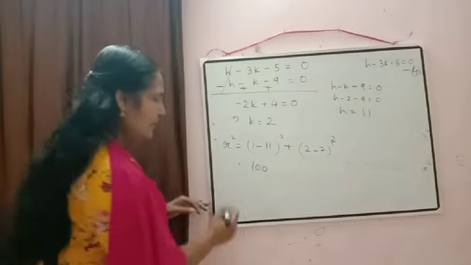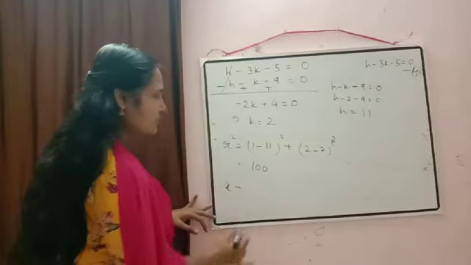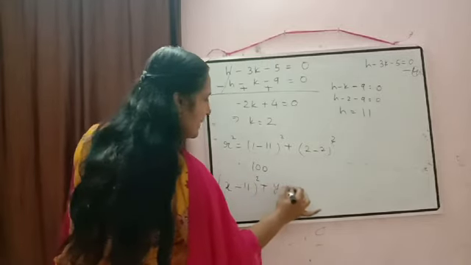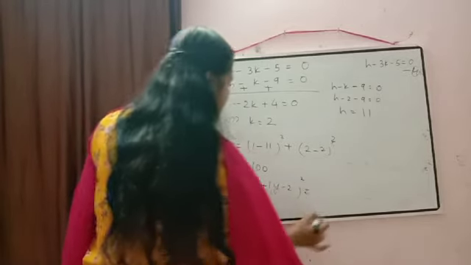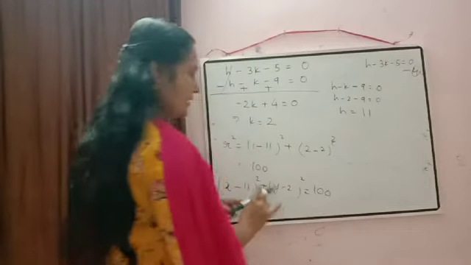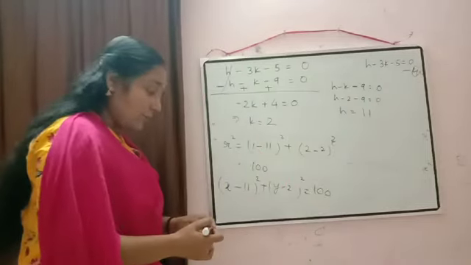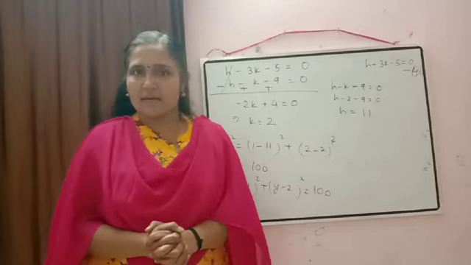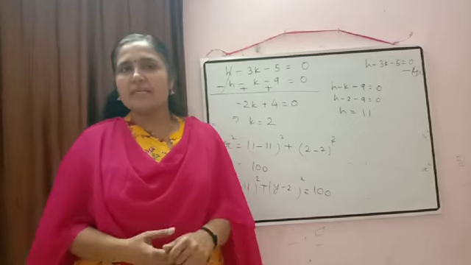Now directly we can write down the equation of circle, x minus h. So (x minus 11) the whole square plus (y minus 2) the whole square is equal to r square. This is the value of r square. So in this type of question, don't expand it again, because already so many steps are there. Okay. So I hope today's concept is clear to you.